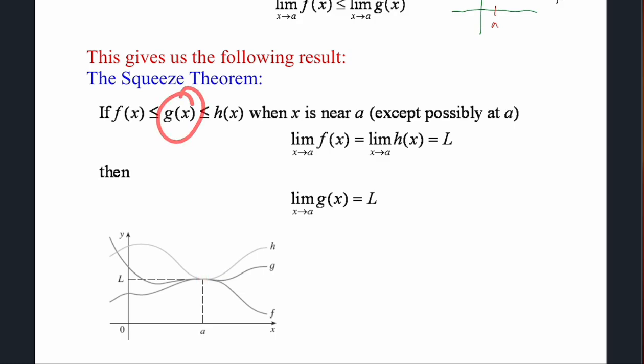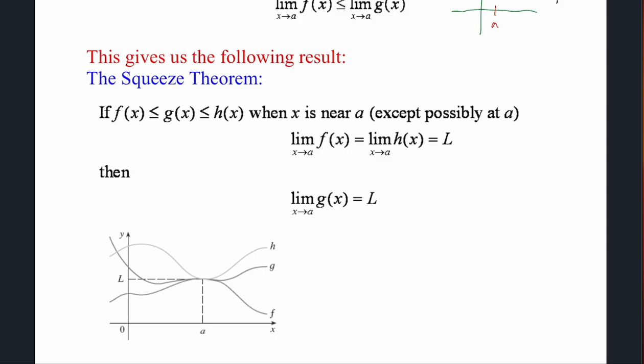And if the g function is stuck in between there, it also can go to L. Okay? So look again. If h is the top function, it has to be always higher than or equal to the others. F is the bottom function. It's always lower than or equal to the others. And if g is squeezed in between there, if this one's going to L and this one's going to L, then g is stuck in there and it's going to go to L as well. That's all that's saying. Okay? It must be squeezed in there in between.